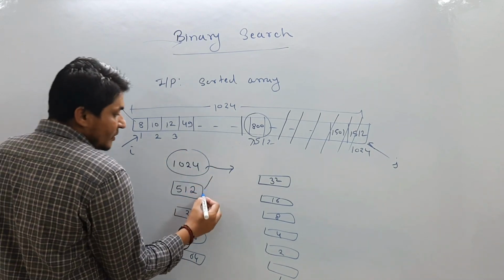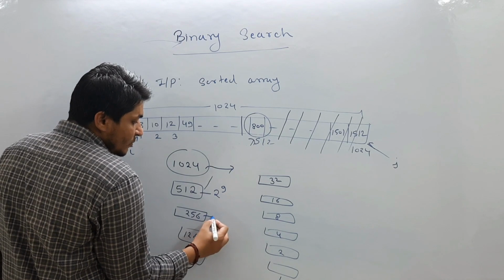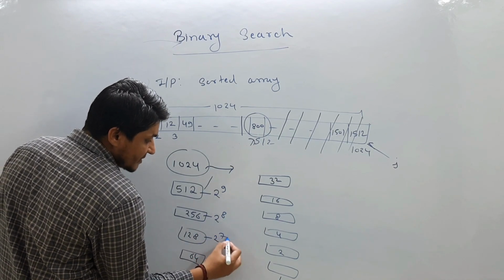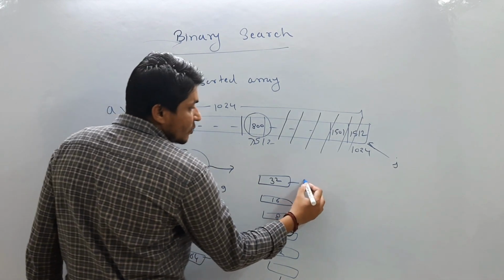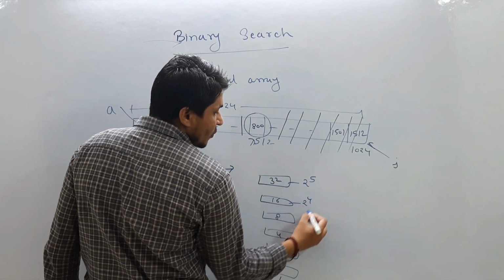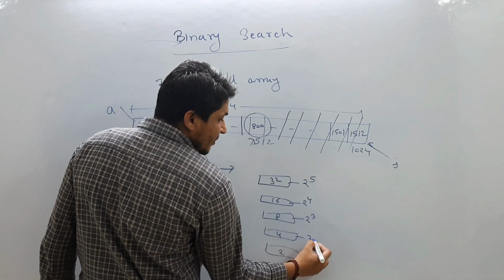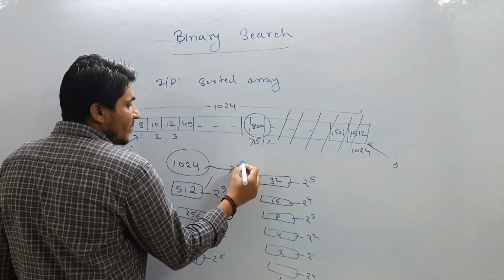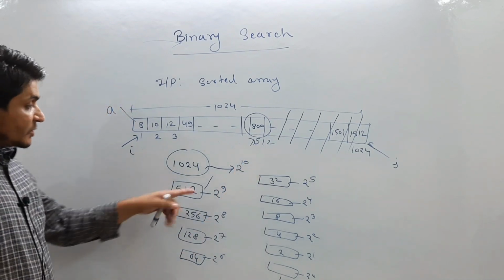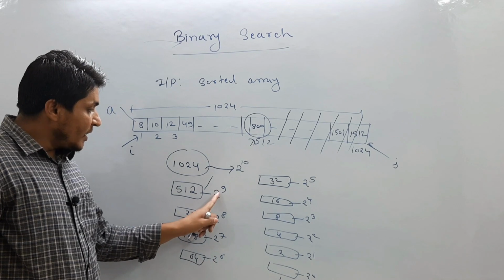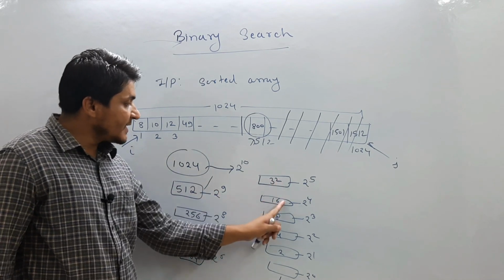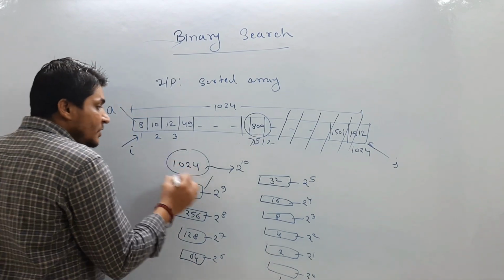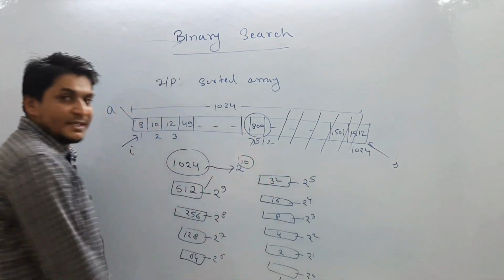What is the meaning of this? This can be written as 2 raised to power 9, this as 2 raised to power 8, 2 raised to power 7, 2 raised to power 6, 2 raised to power 5, 2 raised to power 4, 2 raised to power 3, 2 raised to power 2, 2 raised to power 1, 2 raised to power 0. And the total can be written as 2 raised to power 10. So how many comparisons are you making? 1, 2, 3, 4, 5, 6, 7, 8, 9, 10. Total 10 comparisons. For 1024 elements, you are making 10 comparisons.